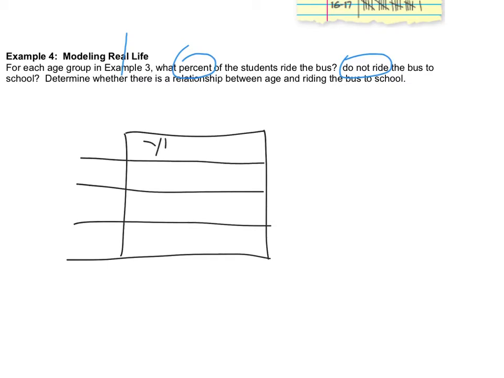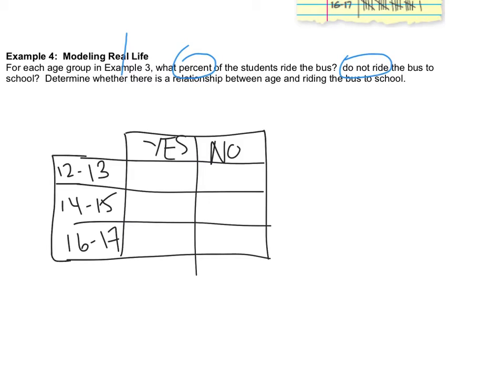So we're going to say yes. We're going to say no. 12 to 13, 14 to 15, 16 to 17s. So basically what I'm doing right now is I'm recreating the table, but this time we're going to be using percentages, not our raw data.